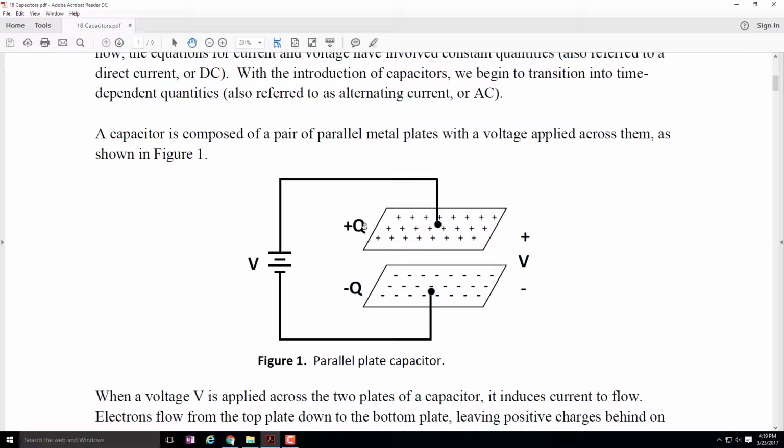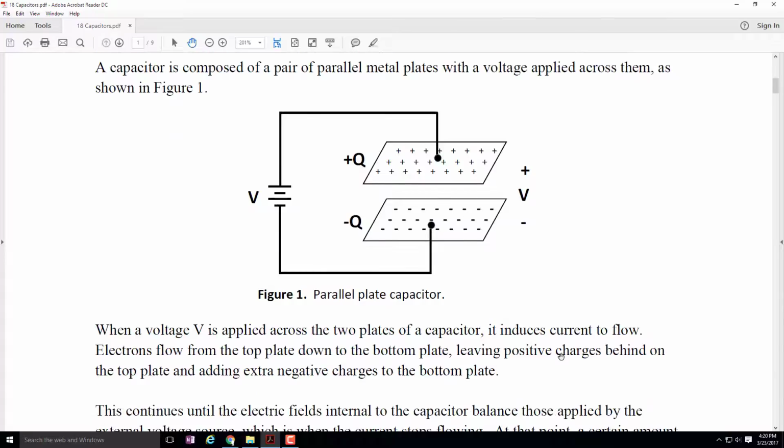Now the amount of charge that's accumulated can be calculated. We can calculate how much charge is going to be on the top plate, and the exact symmetrical charge is going to be on the bottom plate, but with the opposite sign. We know that because it turns out that the charge is proportional to the voltage that you apply. If I apply 1 volt, I'll get a certain amount of charge. If I apply 2 volts, I'll get double the charge. And you might say, well, how can you calculate that charge?